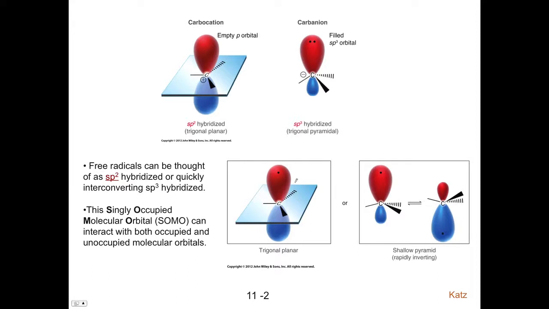All right. So where do radicals fit into this? A radical is sort of in between. If you look at it, it's one electron in the p orbital. So it's in between. It has some electron density like a carbanion, but not as much. So it looks maybe more like a carbocation, and that's sort of where it does share.